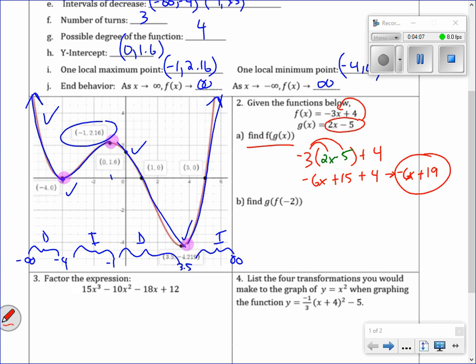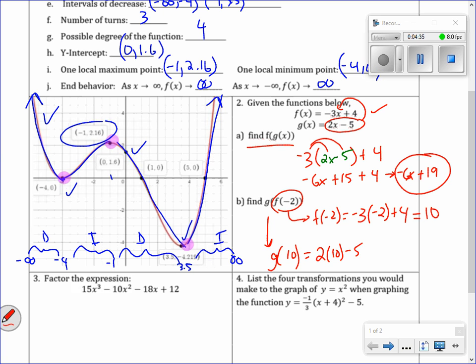All right, then for letter B, g of f of -2. So this one I'm going to work my way out. I know how to figure out f of -2. So f of -2 is when I take -3, put a -2 for x, plus 4. I'm plugging -2 into this problem. So I get 6 plus 4, which is 10. Well, I'm going to take that answer now, and I'm going to plug it into g. So put a 10 into the other problem. So 2 times 10 minus 5. I'm plugging in a 10 right here. All right, so 20 minus 5 is 15, and that is the final answer.